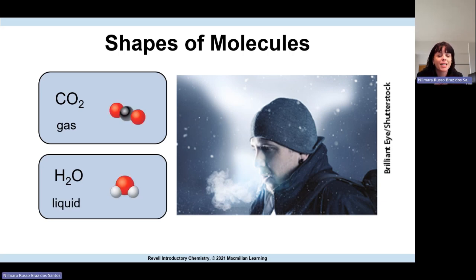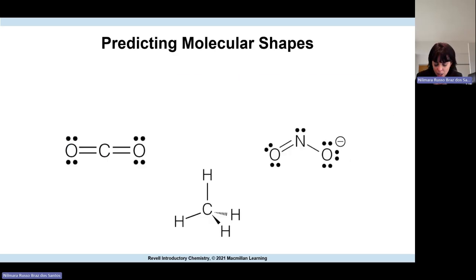So CO2 is a linear molecule, while water is bent. Look at CO2 over here. Can you see any lone pairs of electrons around carbon? No. But those electrons repel each other. That is the biggest distance between both, like 180 degrees.